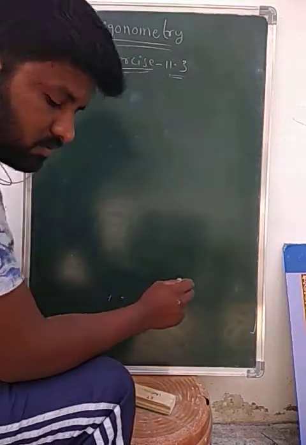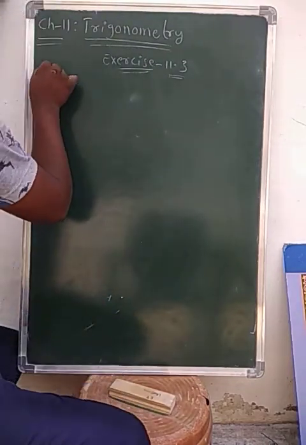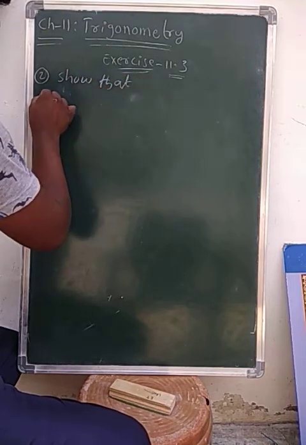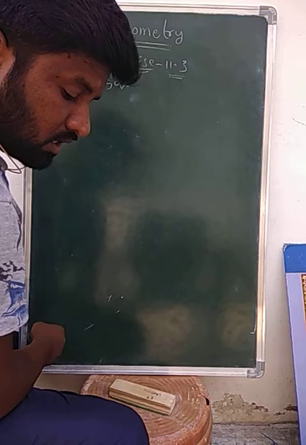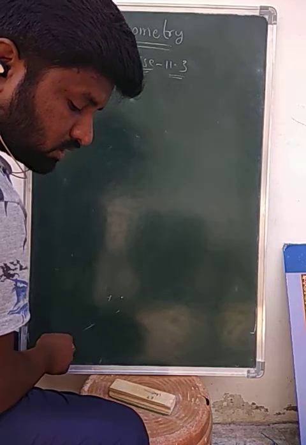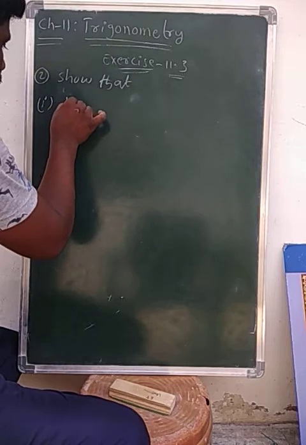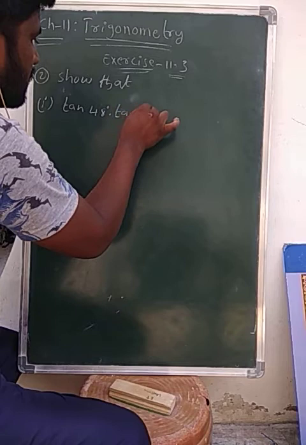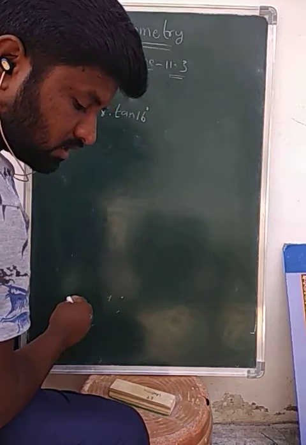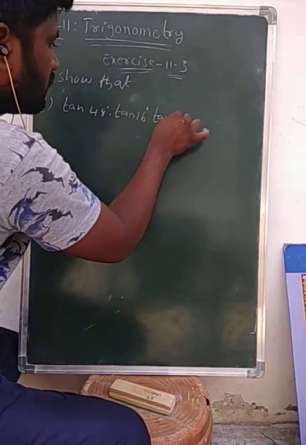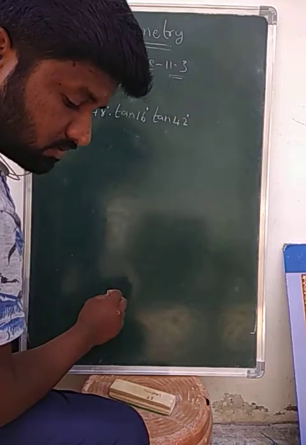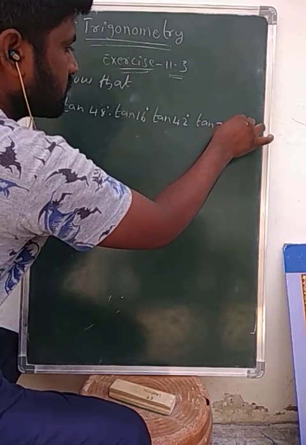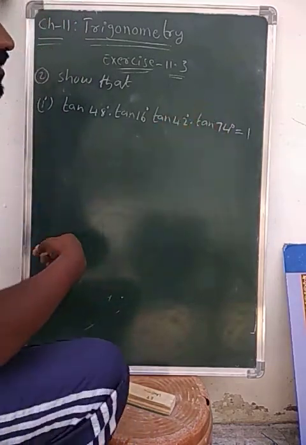The question is given, second main, first one: show that tan 48 degrees into tan 16 degrees into tan 42 degrees into tan 74 degrees is equal to 1.